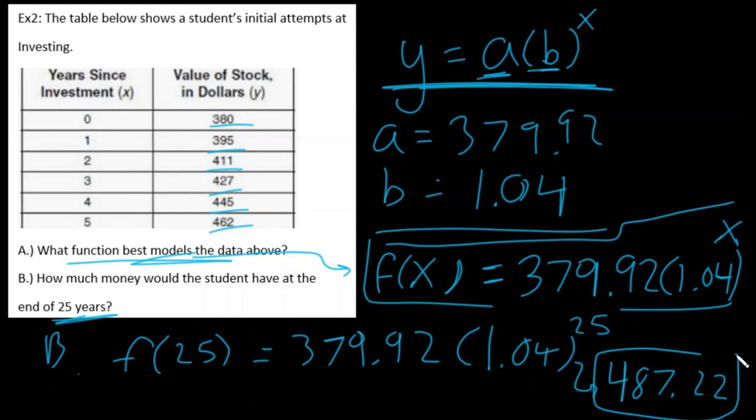Now, just in case you're wondering, is this a good investment strategy for you to start with $380 and then 25 years later you'd only have $487? So you gained $107 over a 25-year period? No, that would be a terrible investment. In fact, that would be like keeping this in a savings account and it growing at a very slow rate over all that time.